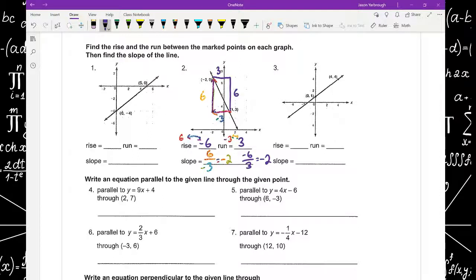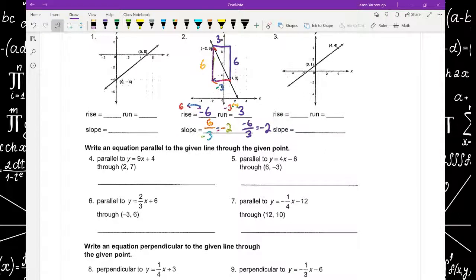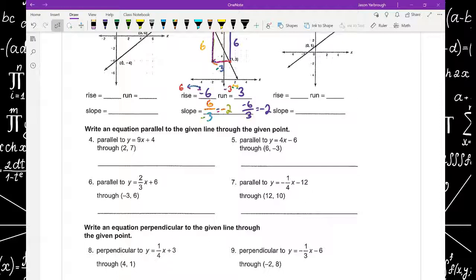So let's look at number 4, where now we've got this line that we want to be parallel to this that goes to the point (2, 7). So let's look at this one. And we know that the slope that we're going to look for is 9. So m is 9, and it goes through (2, 7).